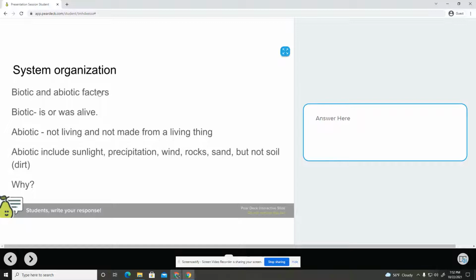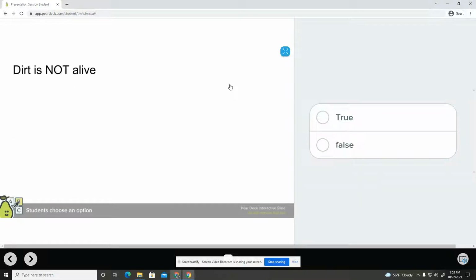All right, so knowing the difference between biotic and abiotic factors: biotic is or was alive, abiotic is not living and not made from a living thing. So abiotic includes sunlight, precipitation, wind, rock, sand, not soil, because soil, or dirt, is the remains of living organisms, feces, decayed organisms, things that have been alive at some point. Dirt is not alive. That is false.